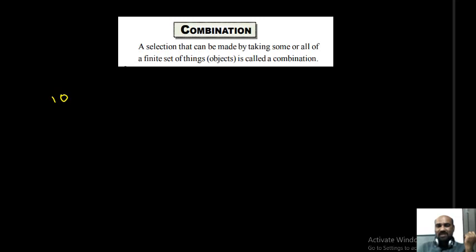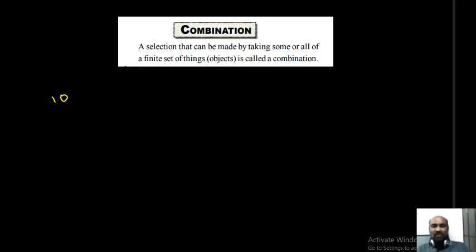10 persons are there, we want to select 3. How many ways you can select says combination. So combination says how many ways you can select the things. 10 things are given, you can select 1 from 10, you can select 2 from 10, 3, 4, 5, 6, 7, 8, 9 from 10, 10 from 10 also can be selected. Once again, the definition: a selection that can be made by taking some or all of a finite set of things or objects is called a combination.